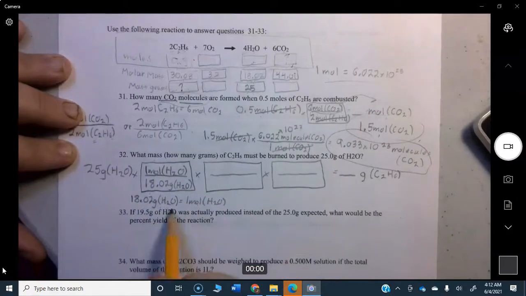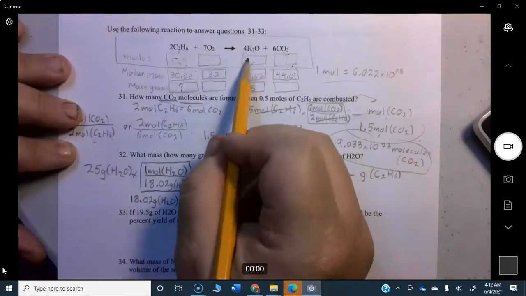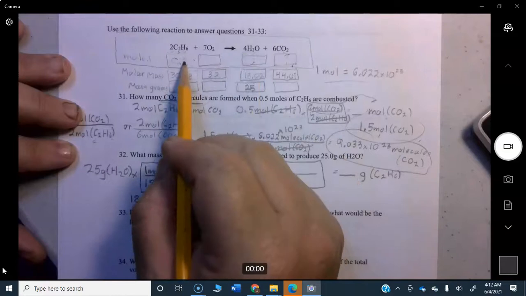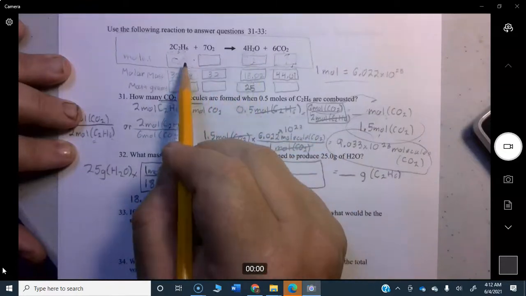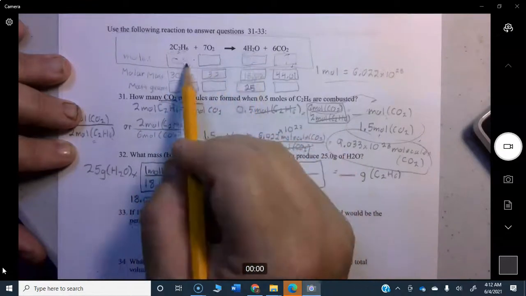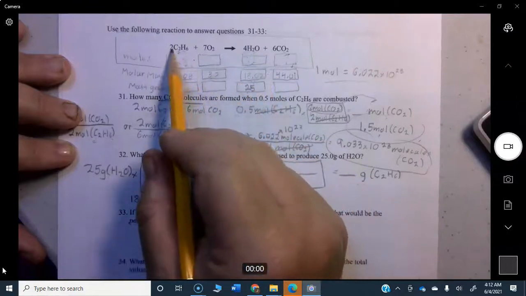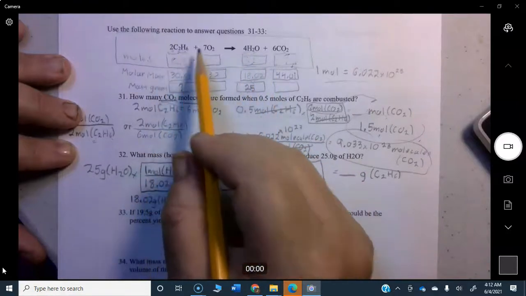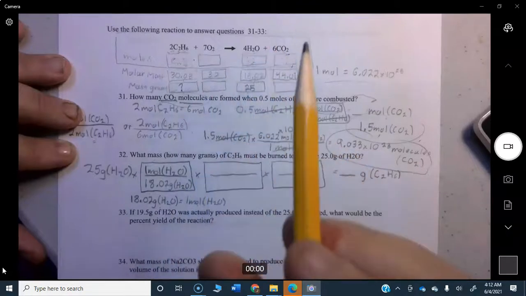Okay, good. So now we're sitting in this box right here, and we need to move from here over to here. So that's moles to moles. So you're inside the chemical equation. You're dealing just with moles. So the relationship is 2 moles of C2H6 equals 4 moles of H2O.